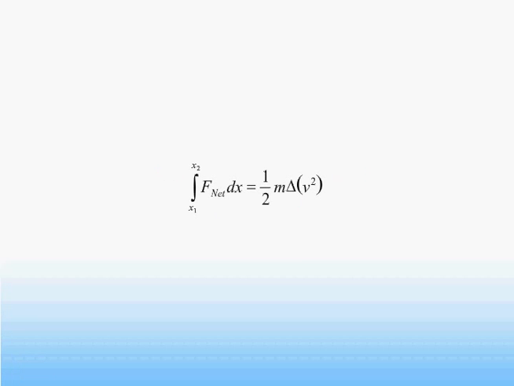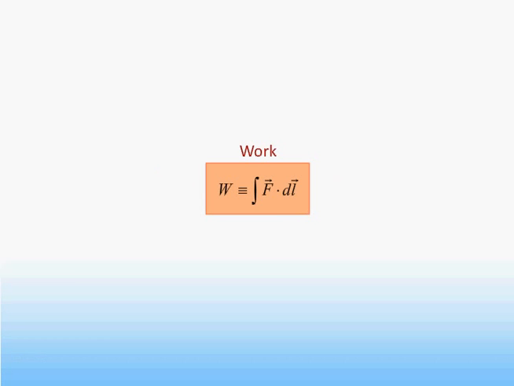A couple of slides back, we determined that in one dimension, the integral of the net force over the displacement of an object is proportional to the change in the square of its velocity. We will now make use of the dot product to generalize this result to more than one dimension. We start by defining the work done by a force on an object as the integral of the dot product of the force and the displacement.